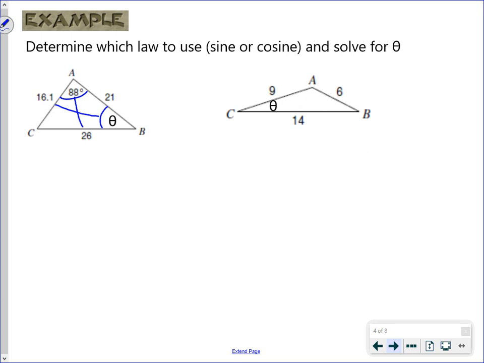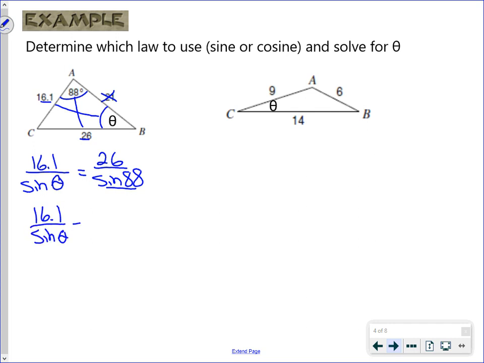So I'm going to start with side 16.1, and this will go over sine theta, and this will equal the other two opposites, so 26 over sine 88. So notice that we didn't use the 21. That was just an extra piece of information that we don't need. So now I'm going to calculate the sine 88. So 16.1 over sine theta equals 26 over 0.9994.